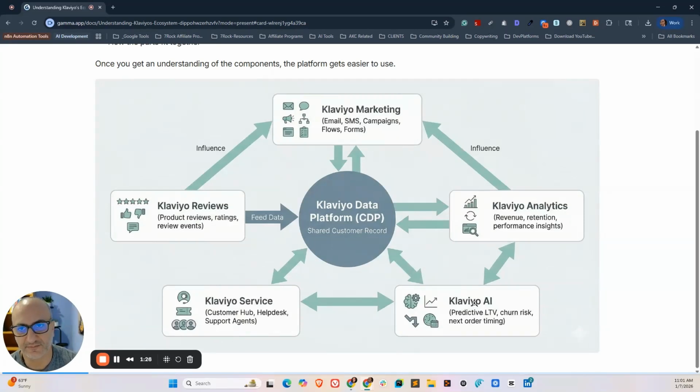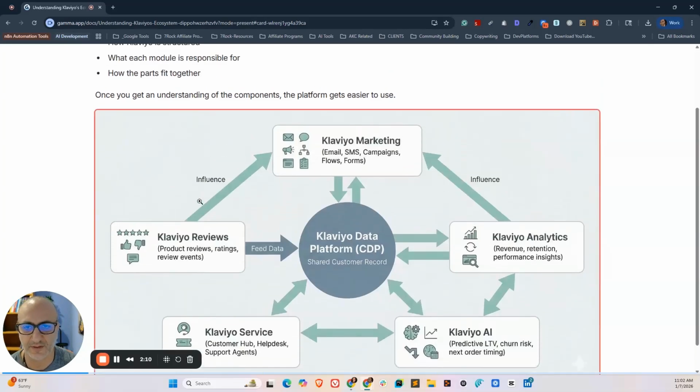That's all the predictive analytics and information that you have about all of your subscribers, what they're going to do based on the data that you already have in this platform, so you can make better decisions. Klaviyo service, which is the help desk, ticketing, customer service, support agents, and then Klaviyo reviews, product reviews, ratings, and all that stuff. So all of this information is inside of one platform, which is really important when you start talking about where's my data and how do I connect the reviews that I'm getting from customers with their data, what they're purchasing, et cetera. It's all in one platform.